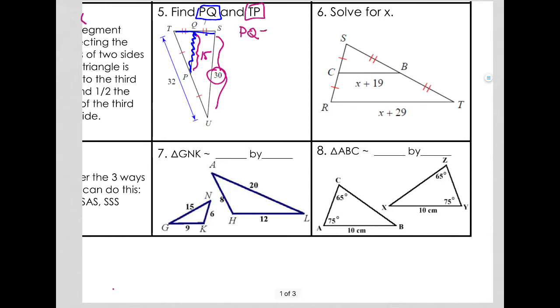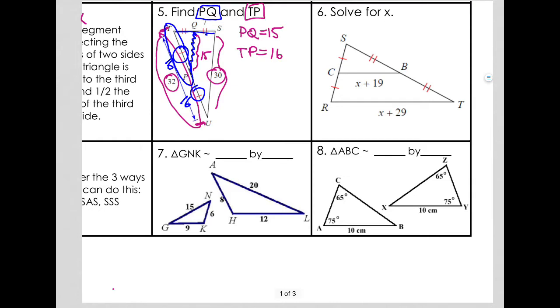So PQ equals 15. Now on the side here, this is telling us that the entire length from T to U is 32. So if it's 32, but it was split in half by our mid-segment, this piece and this piece are congruent, that means it has to be 16 and 16 because it has to add up to 32 and it has to be the same number. So the distance from T to P, which is what we're looking for as well, is 16. And that's it on that one.